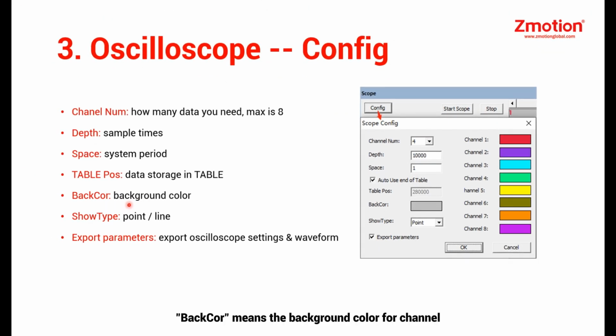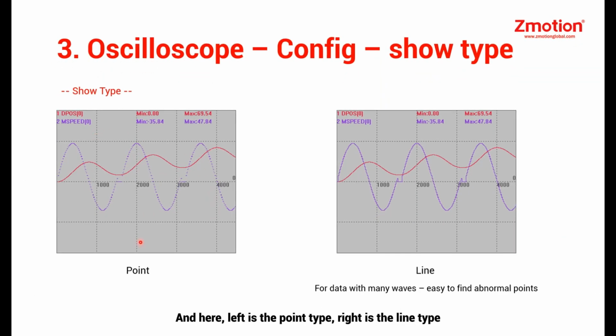Background means the background color for channels. Show type: there are points and lines. Here, left is the point type, right is the line type. It can be seen it is easier for line type to find the abnormal situation. So line type is more suitable for data with big changing range.